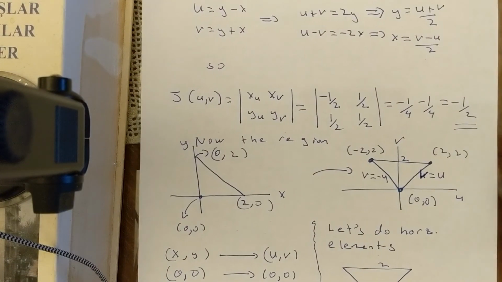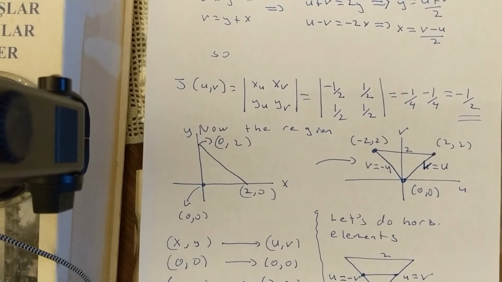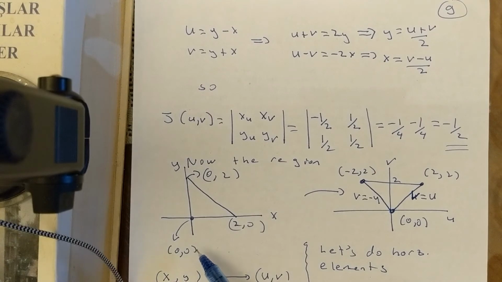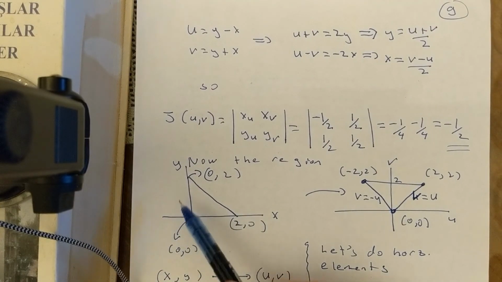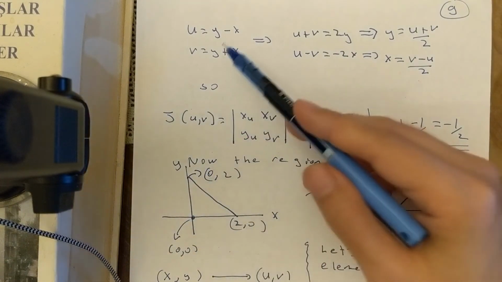Now the next order of business is we have to convert the region, this triangular region in terms of x and y, to a region in terms of u and v. So what I did was very simple. Basically, we have this triangular region in the xy plane. So I calculated what would happen to these 3 points when we plug them in here.